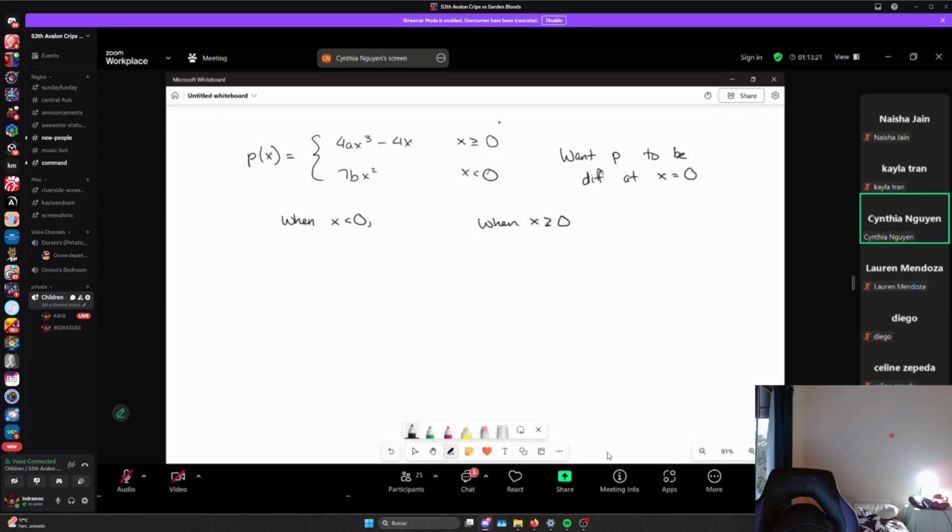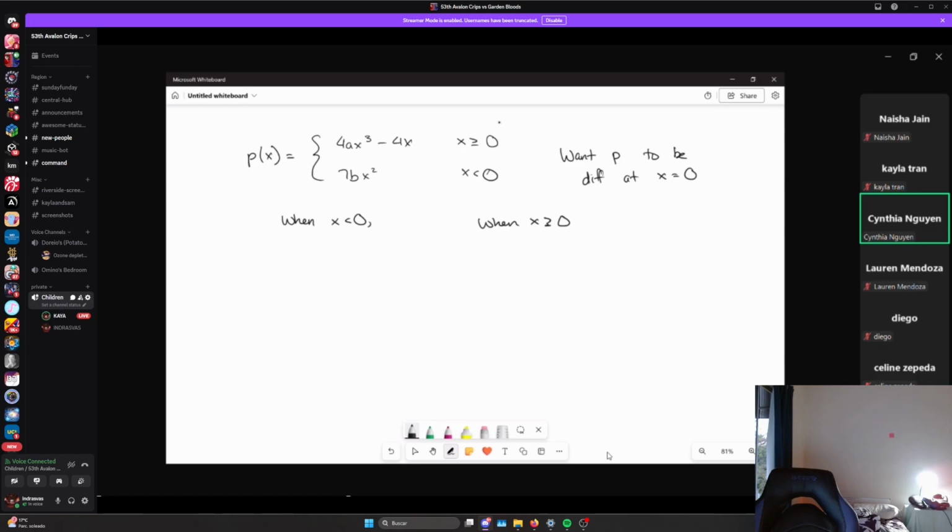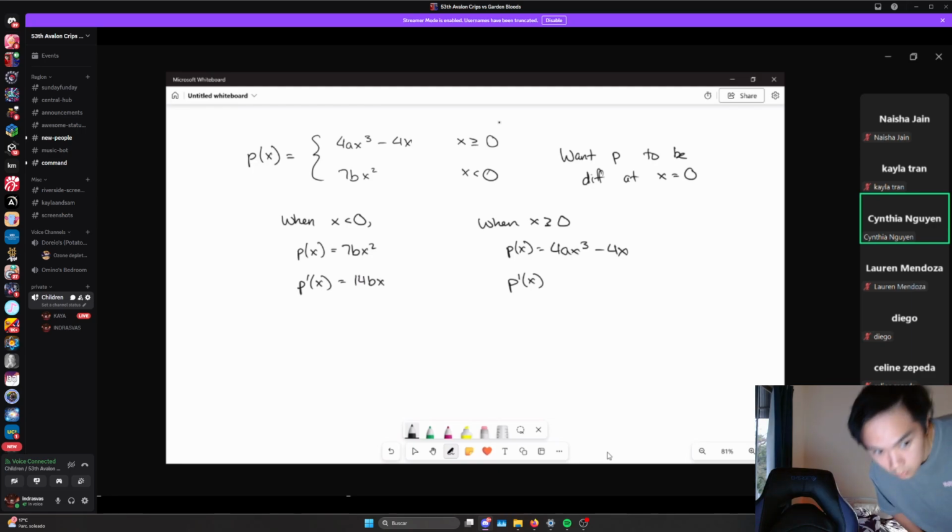Let's see here. When x is less than or equal to 0, you're using the 7b x squared part. When it is greater than or equal to 0, you're using the 4ax cubed part. You want to take the derivative of both sides. So this guy is 14bx, and the derivative of this other guy is 12ax squared minus 4.